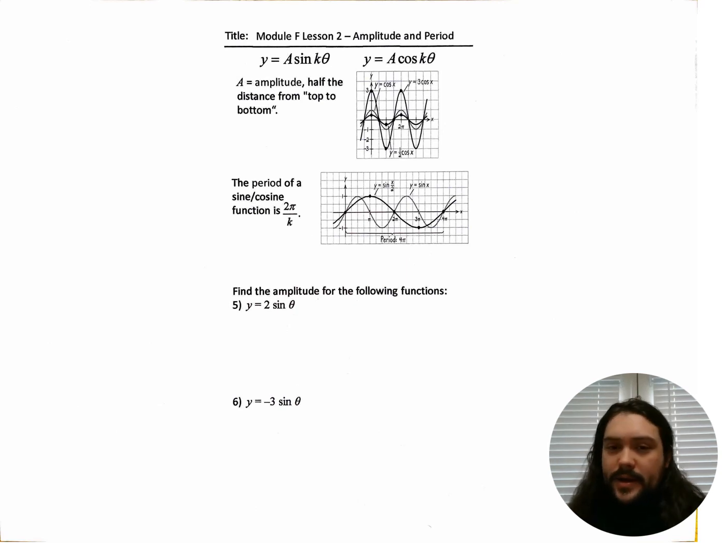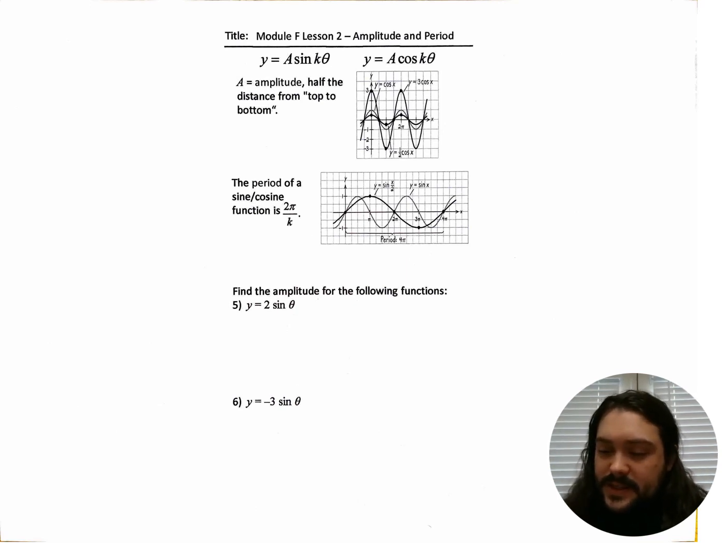All right, let's go ahead and get started. This is Module F, Lesson 2. It's all about amplitude and period. Last time we talked about how we have our sine and cosine graph. We graphed those. Today we're just going to add a little bit more onto that, and each day we're going to keep modifying it a little bit.